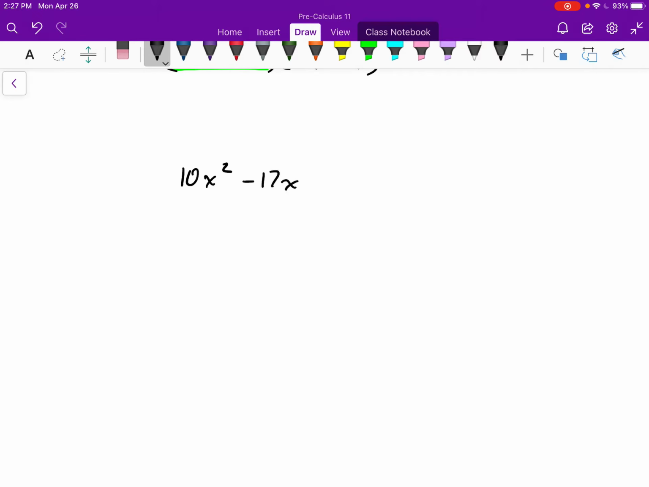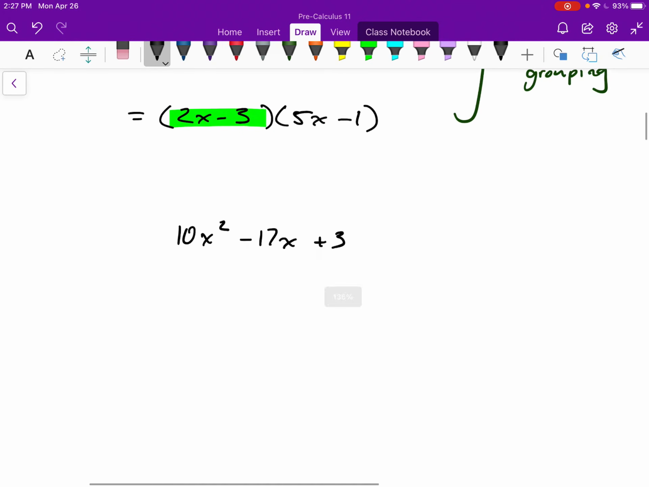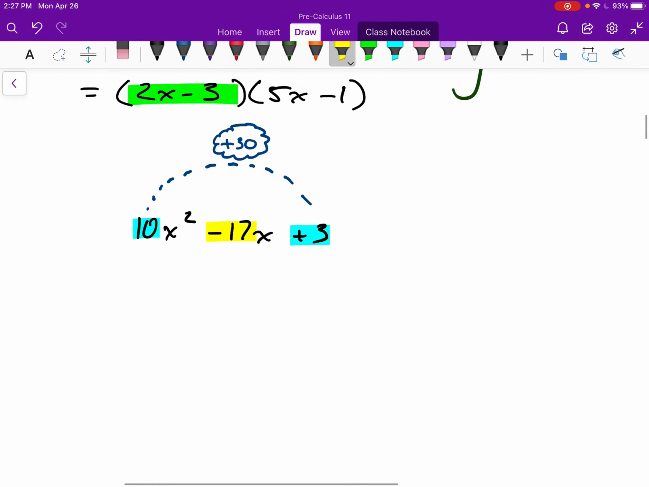So we already know the answers. We know the factors of this are 2x minus 3 and 5x minus 1. But a slightly faster way of doing this, I'm one of many, starts the same as before. Multiply 10 and the 3 together, and we get positive 30. And we've got to think, what are two numbers that multiply to 30 but add to negative 17? Well, again, those two numbers are negative 15 and negative 2.